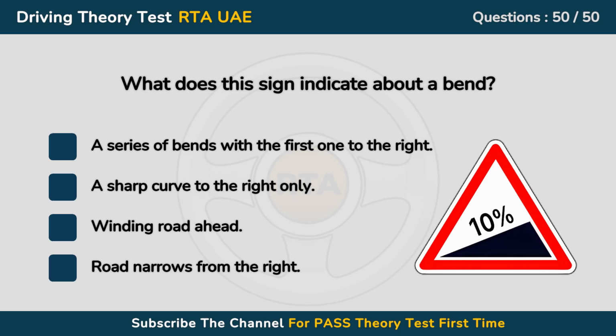A. A series of bends with the first one to the right. B. A sharp curve to the right only. C. Winding road ahead. D. Road narrows from the right.